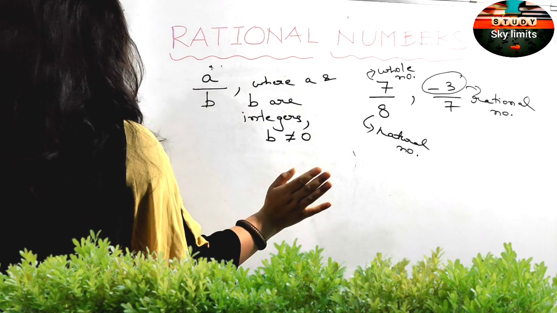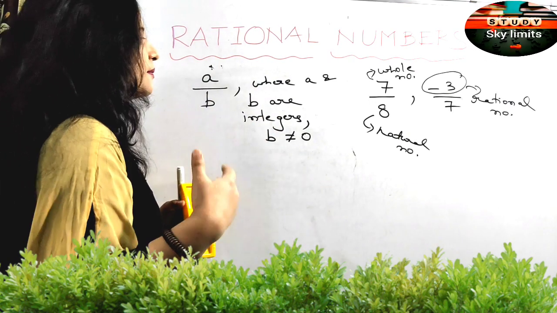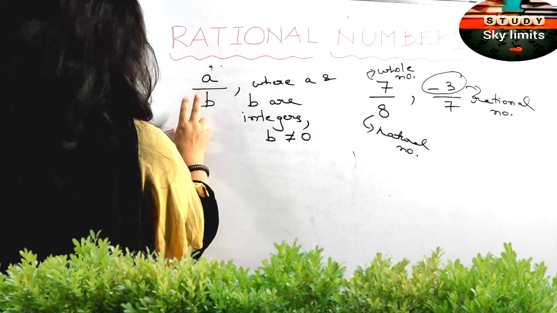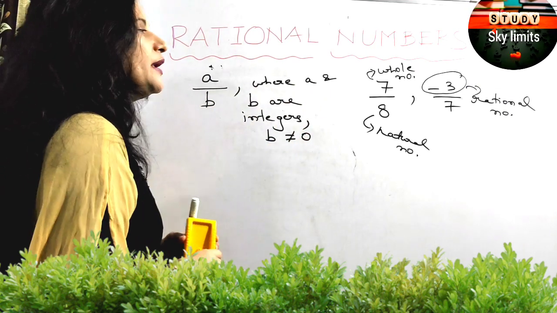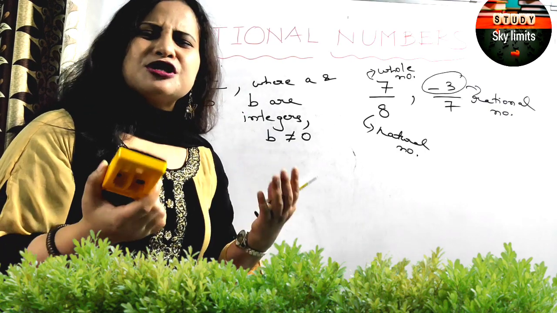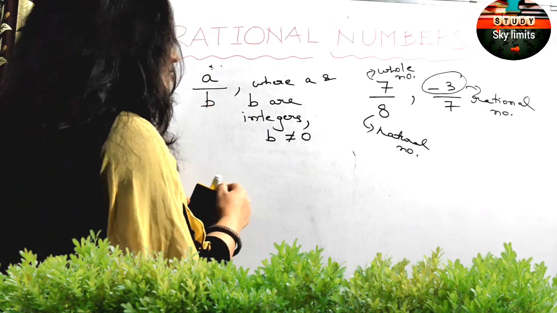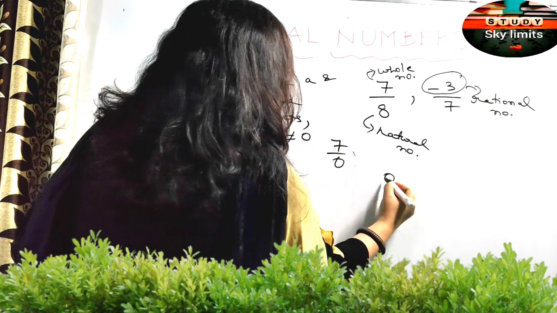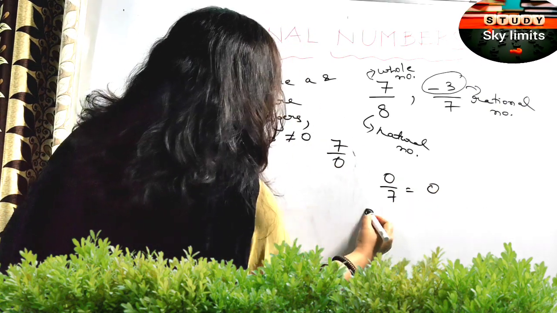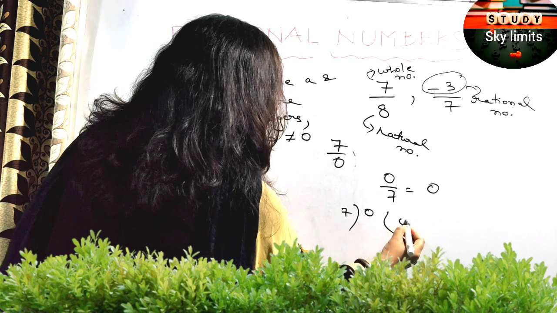So, a rational number is a number which can be represented in the form of A by B, where A and B are integers, but B should never be equal to 0, because division by 0, as you can check out yourself, can you divide 7 by 0? Okay, 0 by 7 is 0. Yes, 0 divided by 7 is 0.